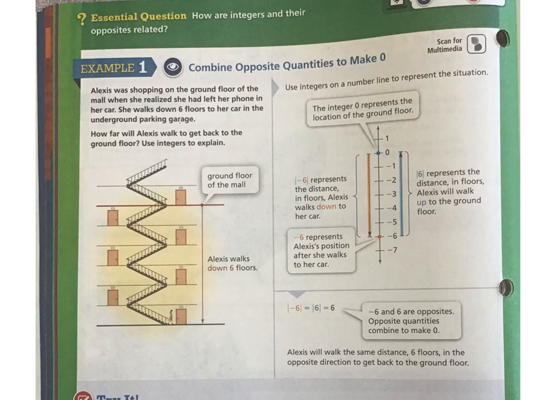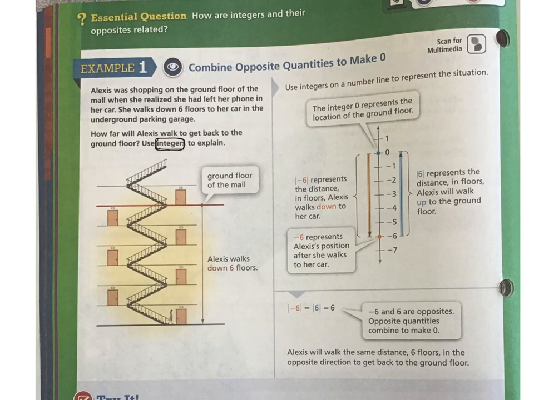Example 1. Combine opposite quantities to make 0. Alexis was shopping on the ground floor of the mall when she realized she had left her phone in her car. She walks down 6 floors to her car in the underground parking garage. How far will Alexis walk to get back to the ground floor? Use integers to explain.